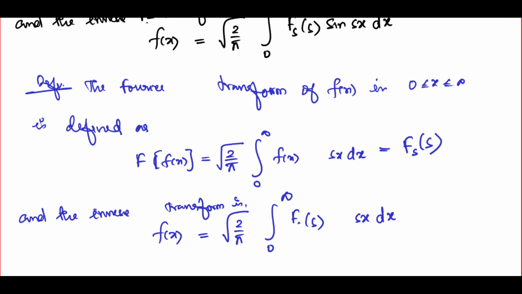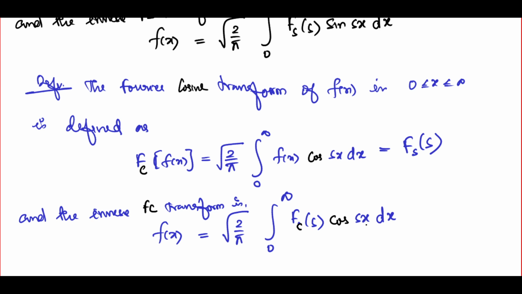So the Fourier cosine transform of f of x is defined as Fc of f of x, which is integral 0 to infinity f of x into cosine of sx into dx, and the inverse Fourier cosine transform is defined as f of x equal to square root of 2 by pi into integral 0 to infinity Fc of s into cos of sx into ds. Okay, so that's the definition of the Fourier cosine transform. Just a change of notations.